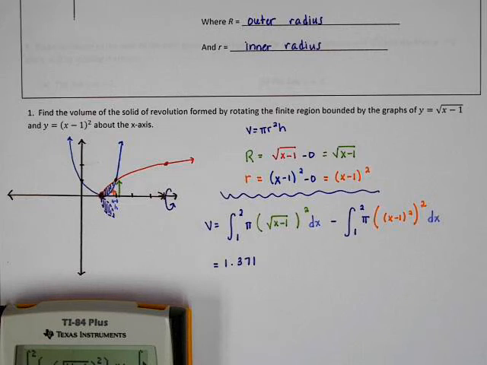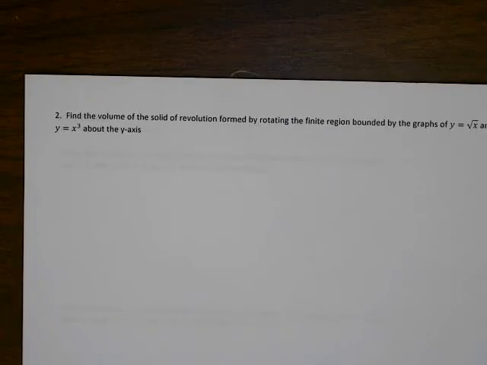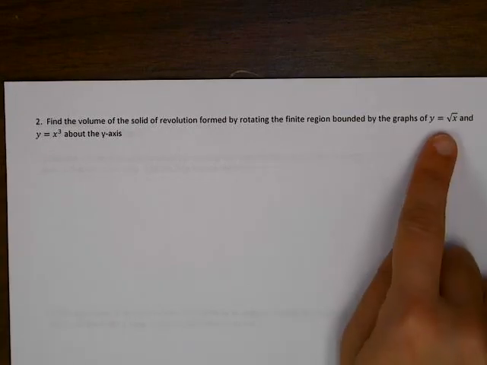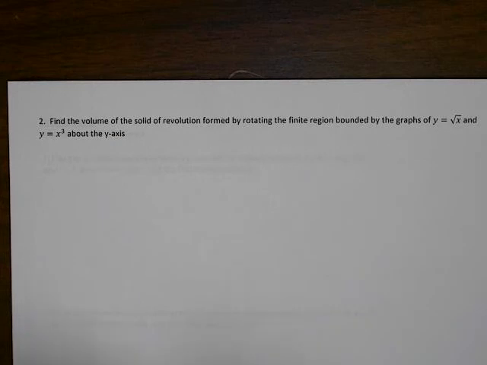Let's go ahead and look at another example. In the next example, it says, find the volume of the solid of revolution formed by rotating the finite region bounded by the graphs of the square root of x and x cubed around the y-axis. So let's go ahead and sketch a great picture.